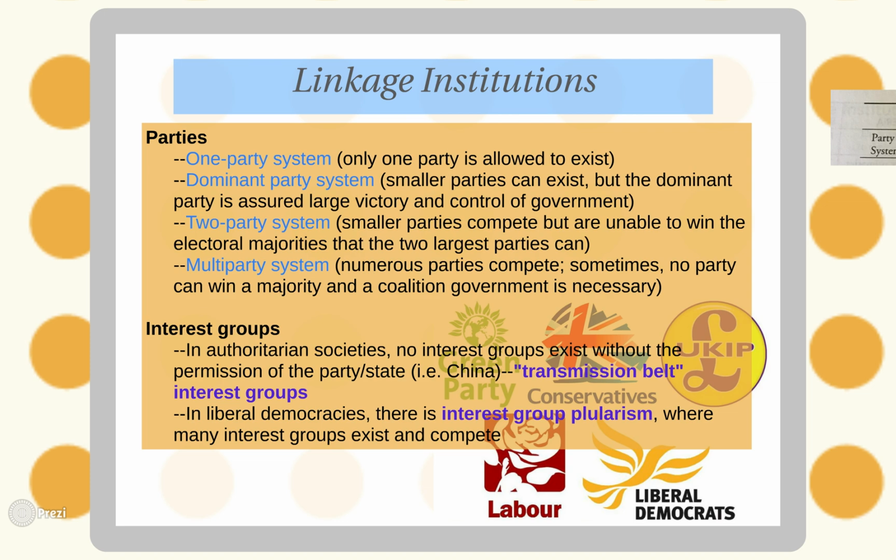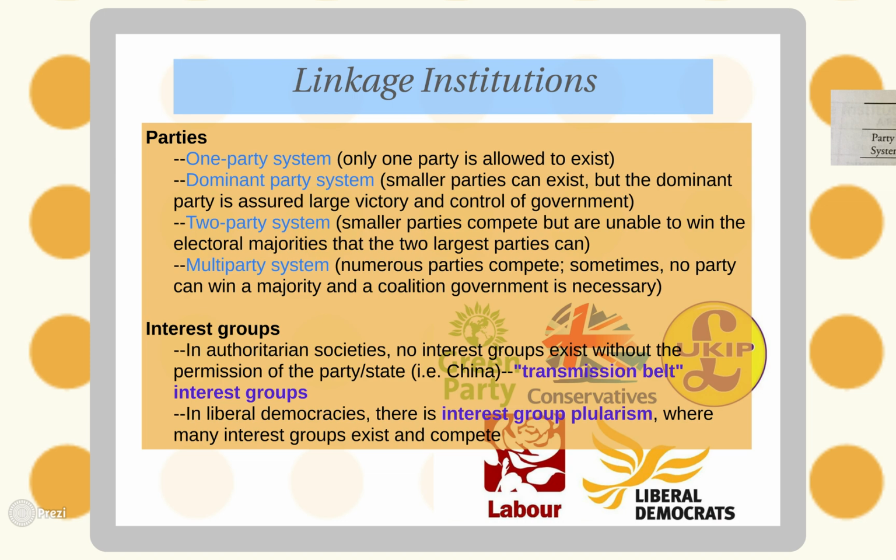You might have a one-party system where only one party is allowed to exist. You might have a similar system, a dominant party system, where officially smaller parties can exist. However, the dominant party, through a series of rules, regulations, laws that are passed, and possibly corruption, is almost always assured a large victory and control of the government, regardless of how the smaller parties do.